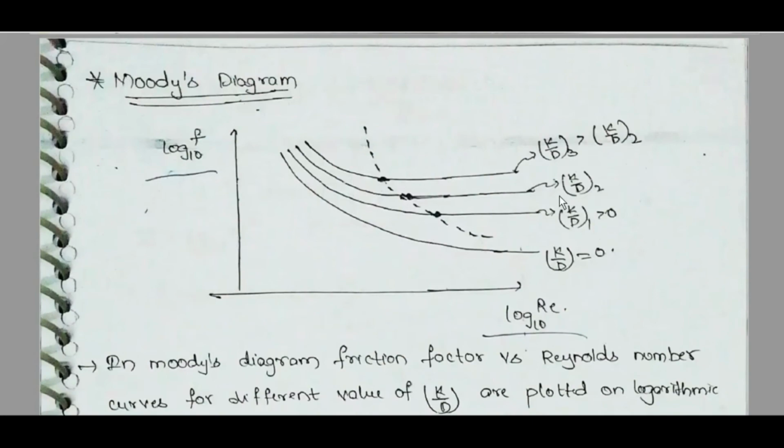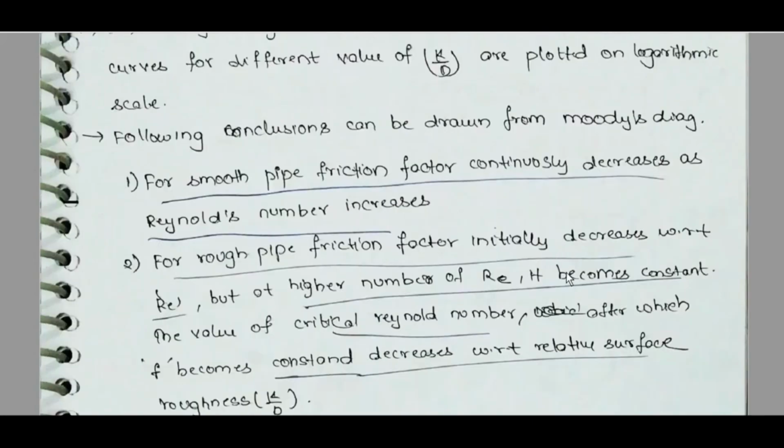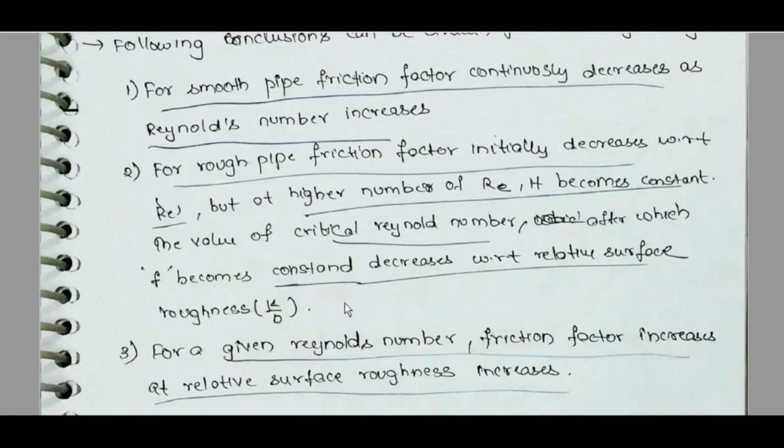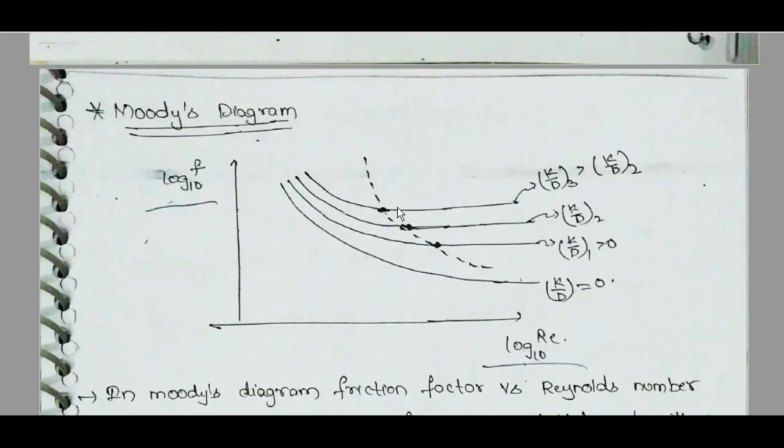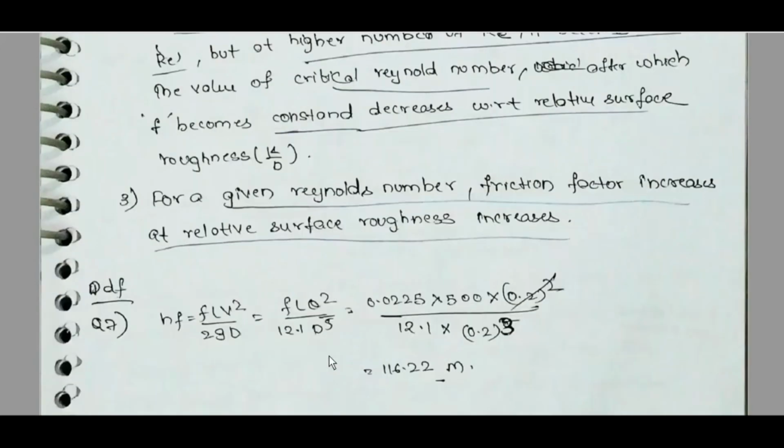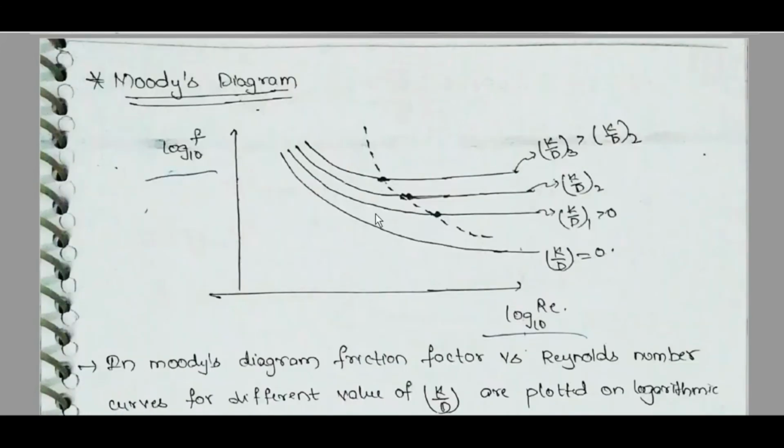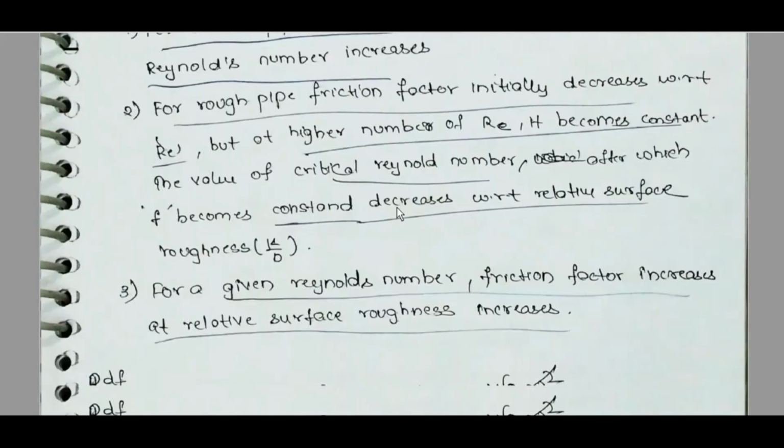As relative surface roughness k by D increases, this critical Reynolds number keeps on decreasing. For a given Reynolds number, friction factor increases as relative roughness increases. If you draw a line here, as relative roughness increases, friction factor increases.